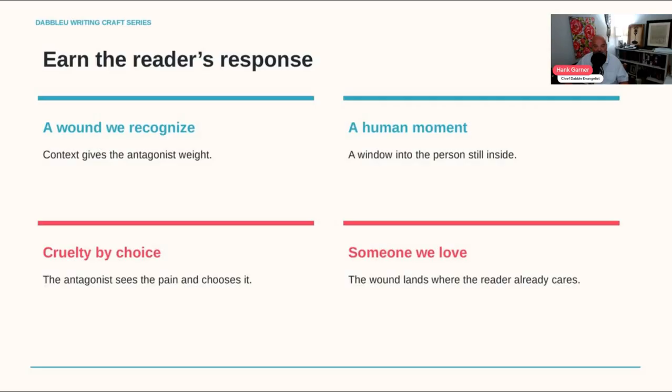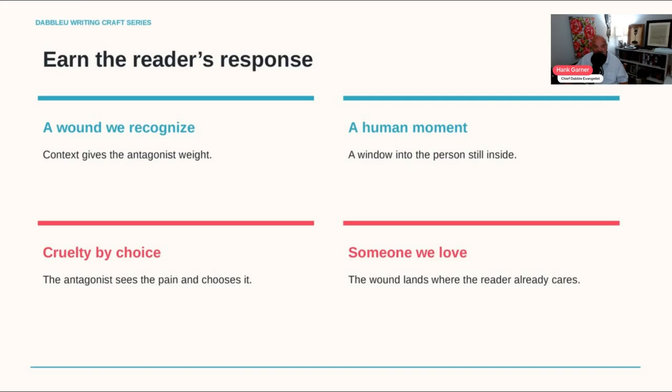Ask what you want the reader to feel at the climax. Do you want relief when the antagonist falls? Do you want grief because he could have chosen another road? Do you want both, with one feeling stronger than the other? Build backward from that answer.